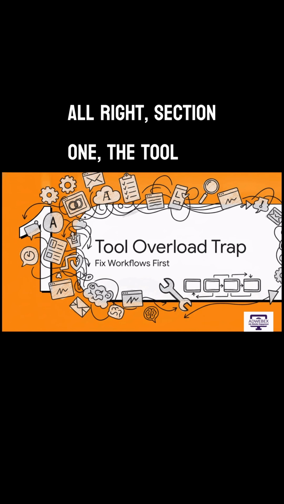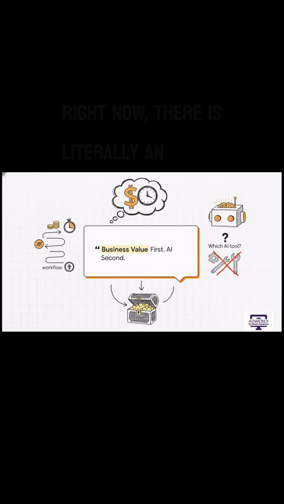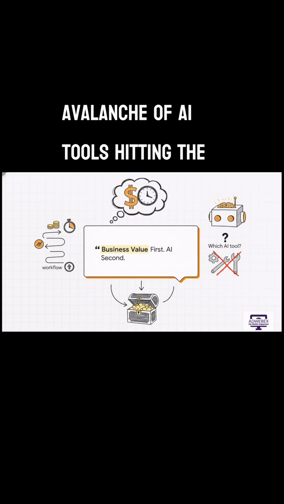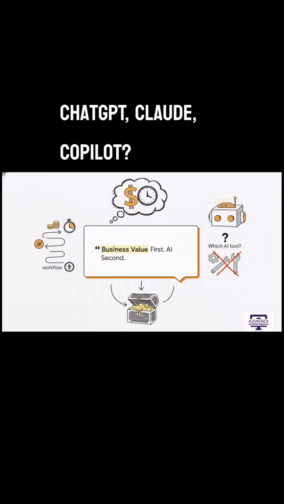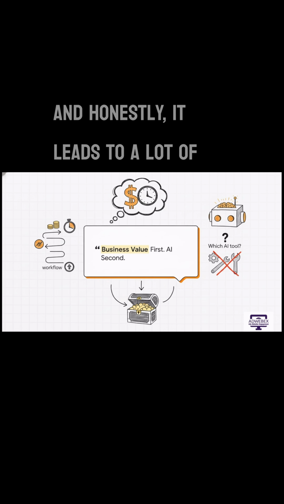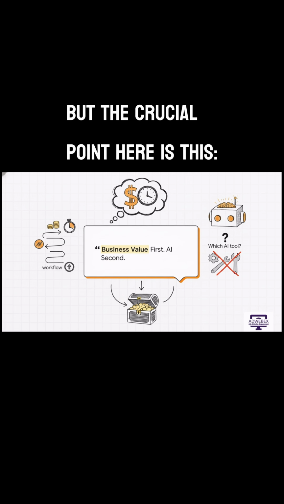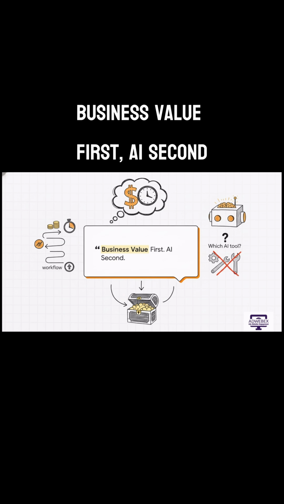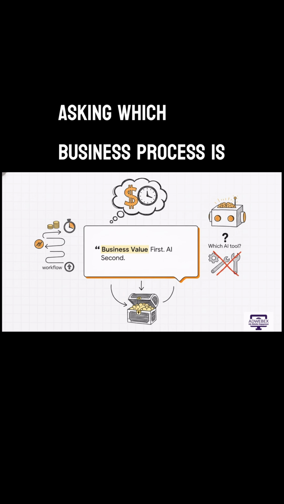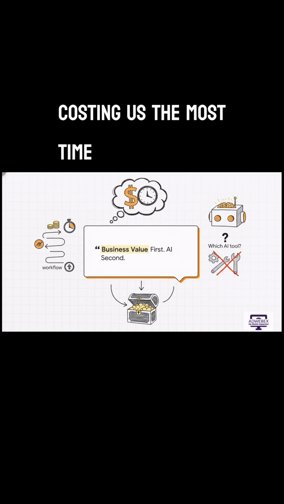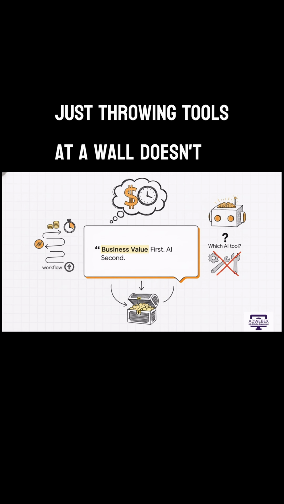All right, Section 1, the tool overload trap. Stop buying tools, start fixing workflows. Right now, there is literally an avalanche of AI tools hitting the market every single day. Everybody's asking, should I use ChatGPT, Claude, Copilot? It's completely overwhelming. And honestly, it leads to a lot of people buying software without an actual strategy. But the crucial point here is this: business value first, AI second. We absolutely have to stop asking which AI tool we should buy and start asking which business process is costing us the most time. Because at the end of the day, well-designed workflows solve problems. Just throwing tools at a wall doesn't.